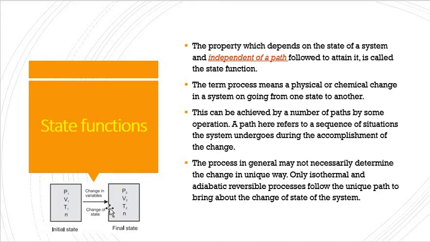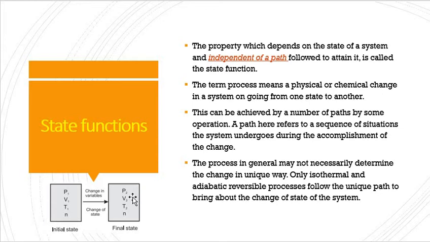The property which depends on the state of the system and remains independent of path. Means from P1 you are bringing this container to P2. This function will not think about what path you have taken, what measures you have taken. It is only depending upon the initial and the final state and remains independent of the path followed to attain P2, V2, T2 and n.